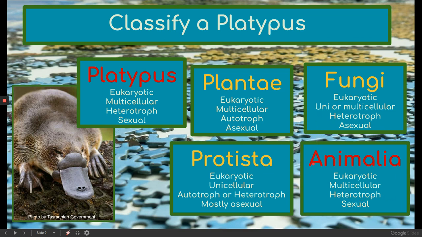So I'm down to 2 kingdoms. And the last one says asexual reproduction. Platypuses reproduce with 2 parents. And Animalia does. Oh, but look, Fungi is asexual. And so the only kingdom that is left is the kingdom of Animalia. And if you've done this correctly, you have classified a platypus in the kingdom of Animalia.